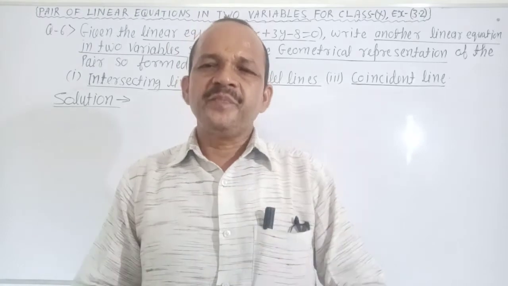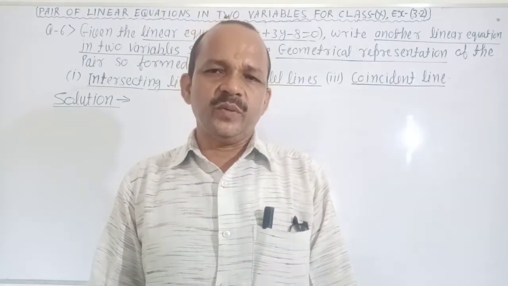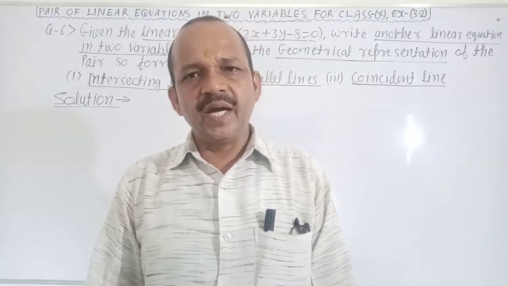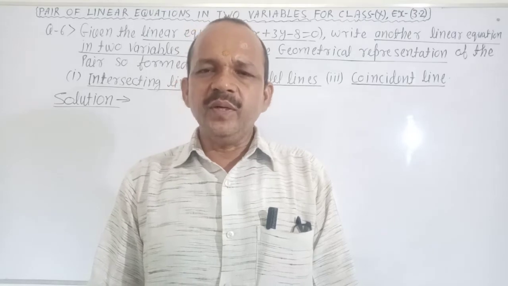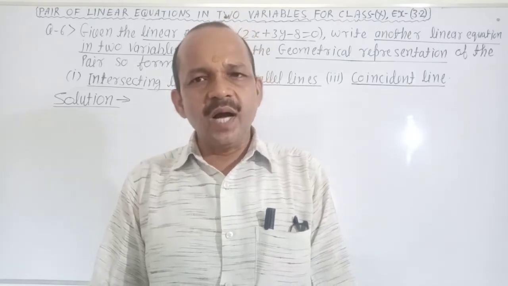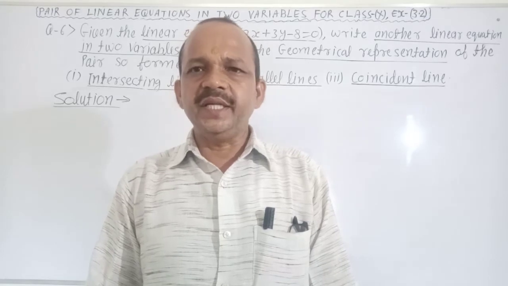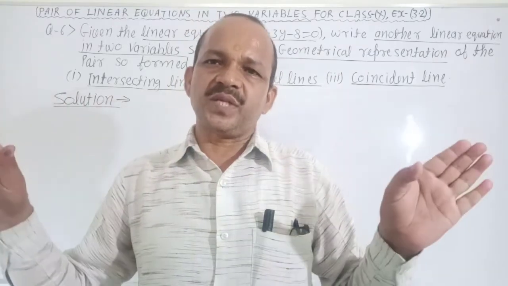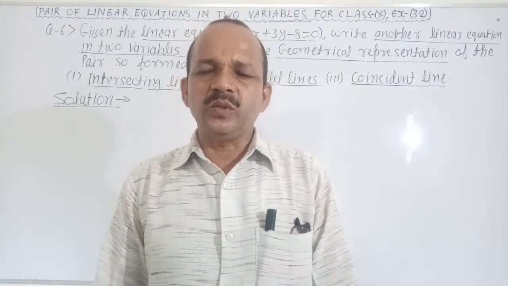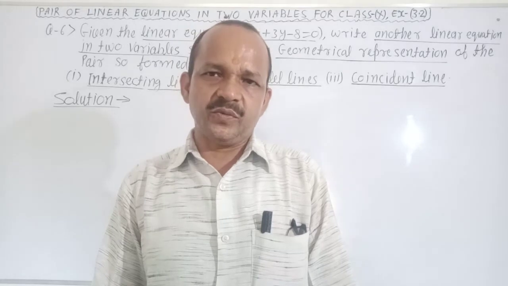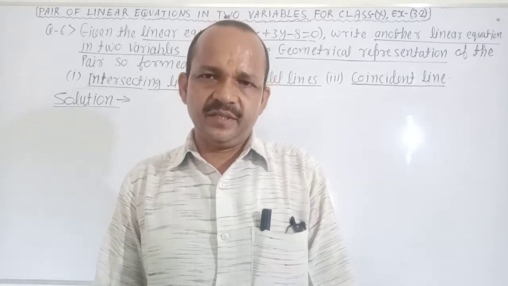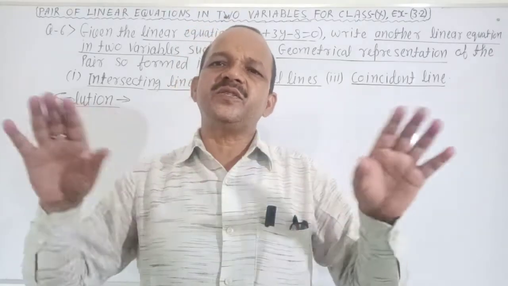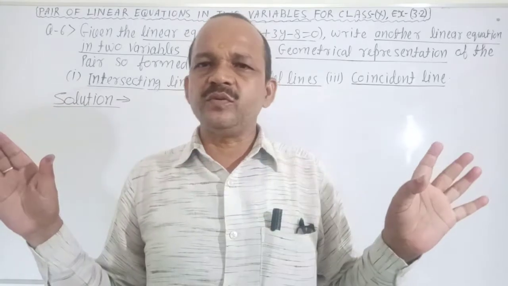Very good. If a1 by a2 not equal to b1 by b2, then it shows intersecting lines, consistent system and unique solution. If a1 by a2 equal to b1 by b2 not equal to c1 by c2, then it shows parallel lines, inconsistent system and no solution. If a1 by a2 equal to b1 by b2 equal to c1 by c2, then it shows coincident lines and consistent dependent system and infinitely many solutions. It is clear, no confusion about it.